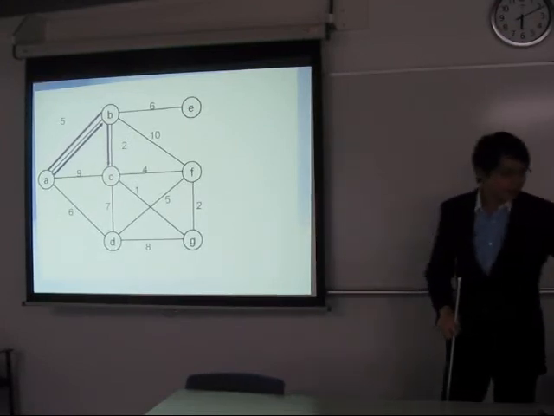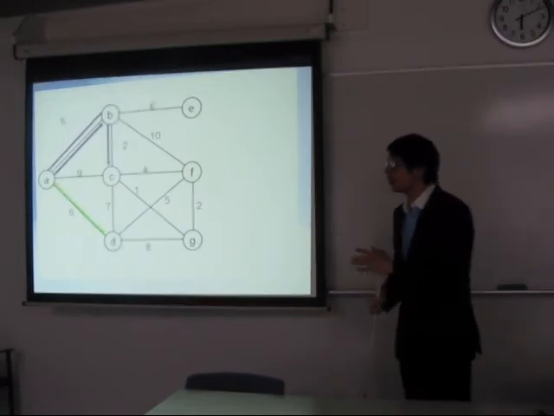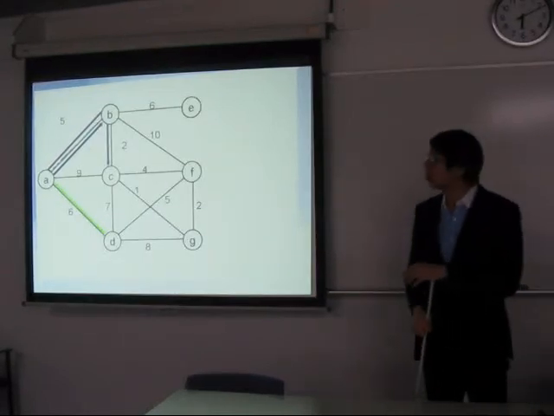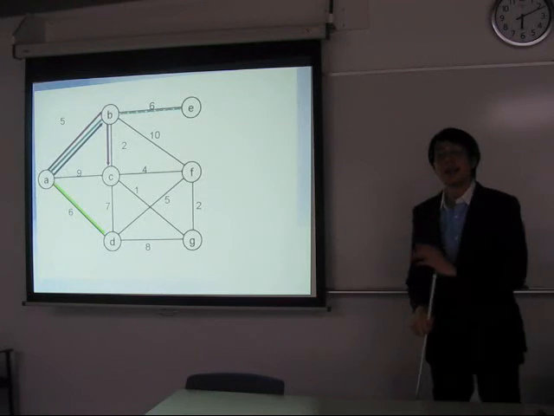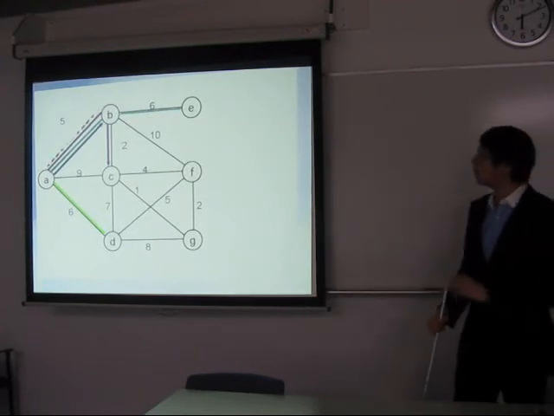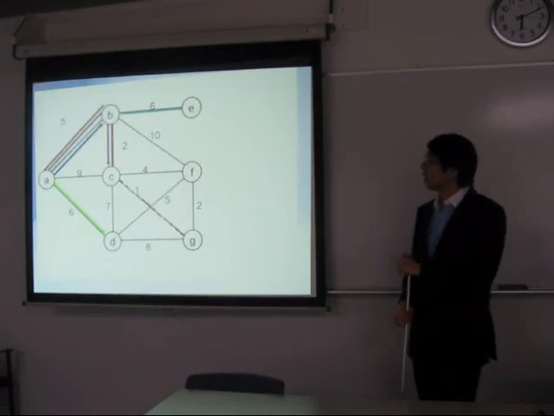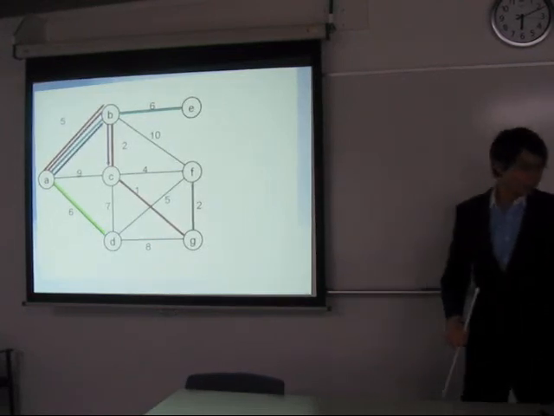And then the next part is we compute the shortest path between node A and D, the shortest path between node A and E, and the shortest path between node A and F. And lastly, we also compute the shortest path between node A and G.